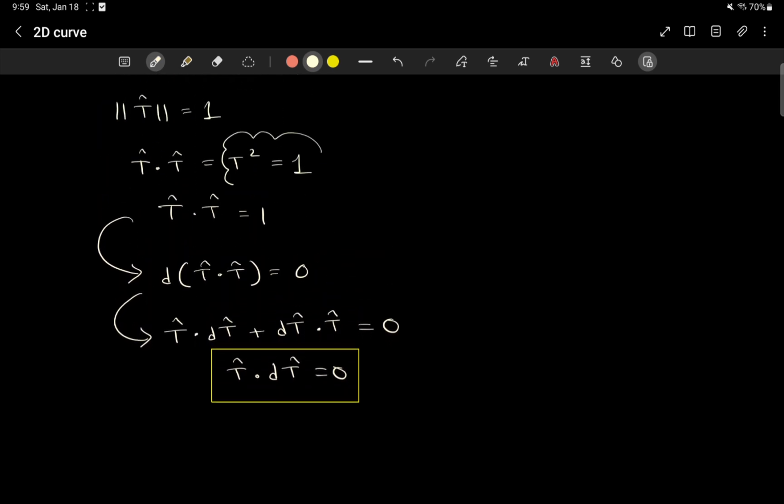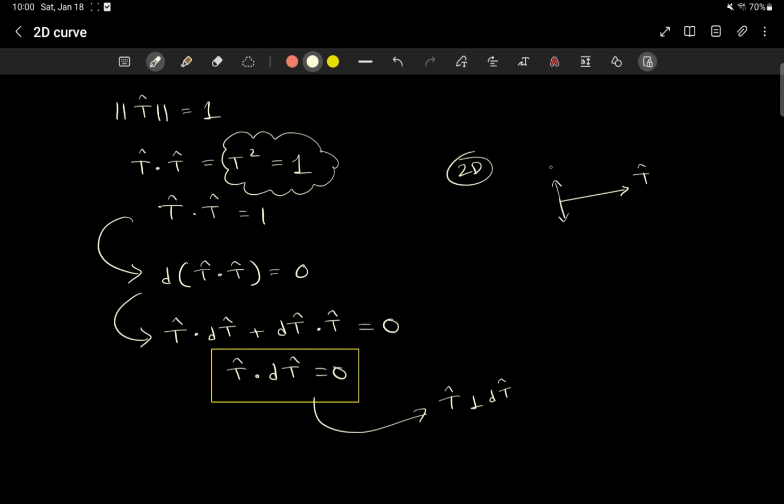We have imposed the condition that the magnitude of t will be 1 and the direction will change. So t is a vector of fixed magnitude 1, and only its direction can change, its magnitude cannot. So this means that t and dt, these both are perpendicular. So for instance, the tangent unit vector is this. Of course, in two dimensions there are two ways that it can produce a perpendicular vector, this and this. So which one? That's a question that needs to be answered.